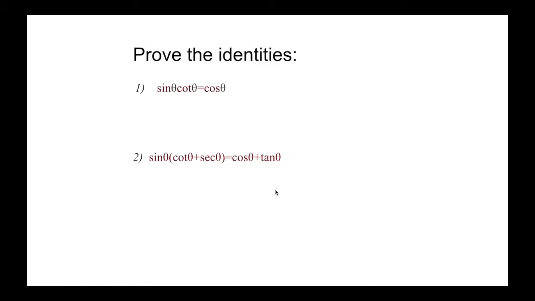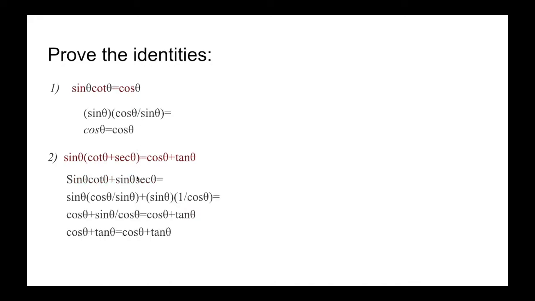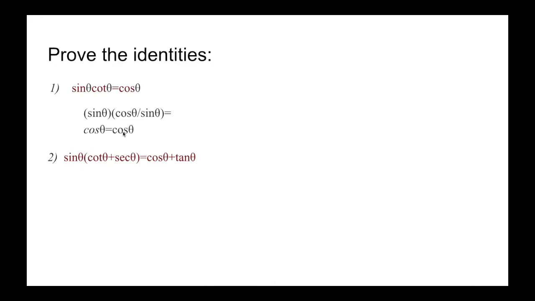We can use reciprocal identities and quotient identities to prove trigonometric identities. Now, prove the identities using quotient and reciprocal identities. In the first problem, we can turn cotangent into cosine over sine and multiply sine times cosine over sine to get sine cosine over sine. Then you can cancel out the two sines to get simply cosine. In the end, we got cosine equals cosine, so we did the problem correctly.